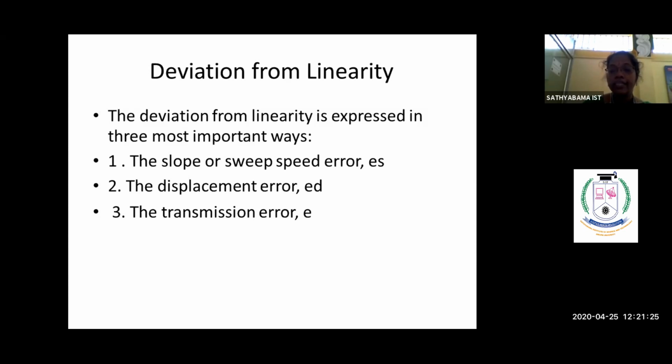That is the difference in slope at the beginning and end of the sweep divided by the initial value of sweep, which is called ES, the slope or sweep speed error. Then what is meant by displacement error, ED? It's the maximum difference between the actual sweep voltage and the linear sweep voltage which passes through the beginning and end points of the actual sweep. Then the transmission error. This error occurs only when the output gets deviated from the input value. Okay.